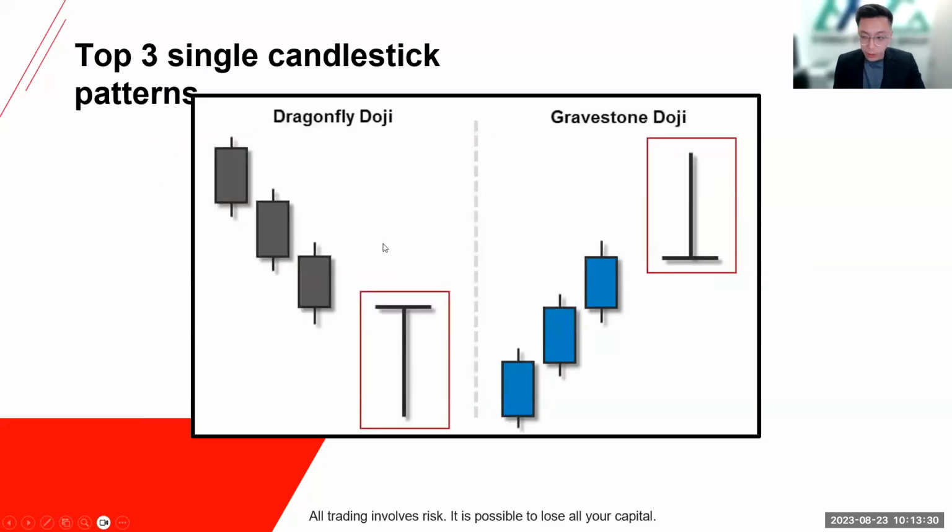Okay, next, dragonfly doji. So dragonfly doji just looks like a nail, right? So a nail, it just looks like this. Let me just see if you guys can see my finger. Okay, so it just looks like a T. T will be easier for you guys to remember maybe. So dragonfly doji just looks like this, and then gravestone doji just looks like this, right?